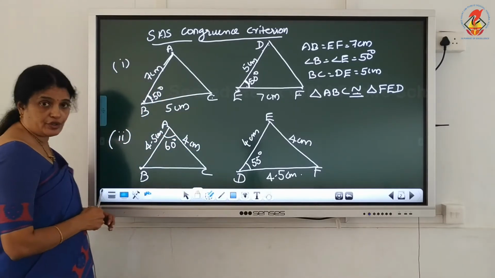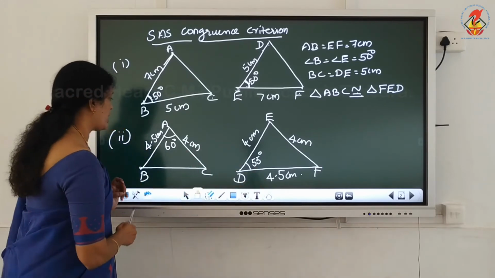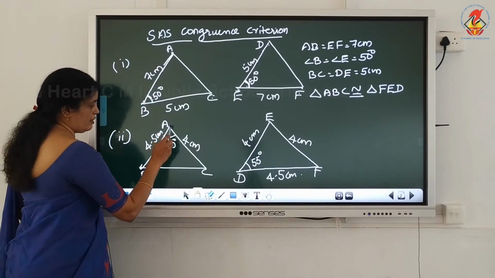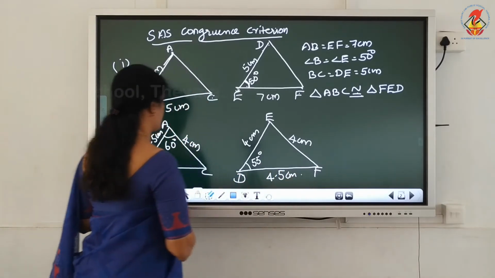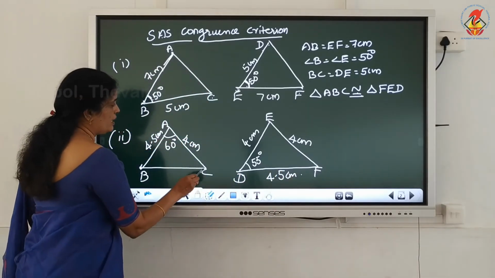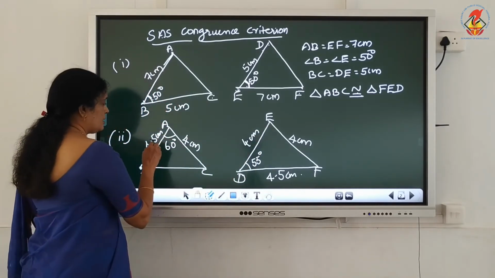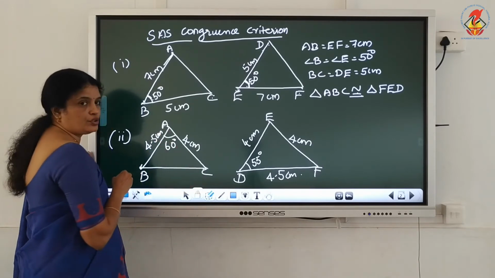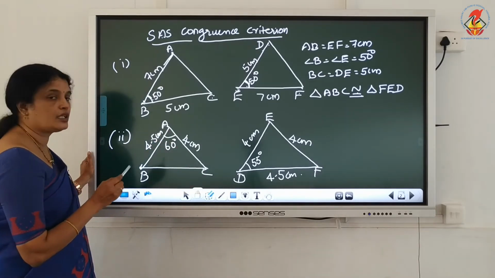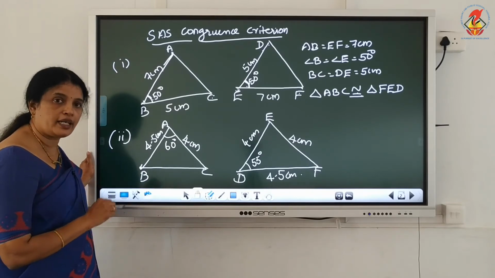Next, we have to check it. These two triangles are congruent by SAS. How can you check it? BA equal to 4.5 centimeter, DE also 4.5 centimeter. Here AC equal to 4 centimeter, DF equal to 4 centimeter. Here these two sides BA and AC are two sides. In between these two sides one angle is there, angle A. That angle A is called included angle.